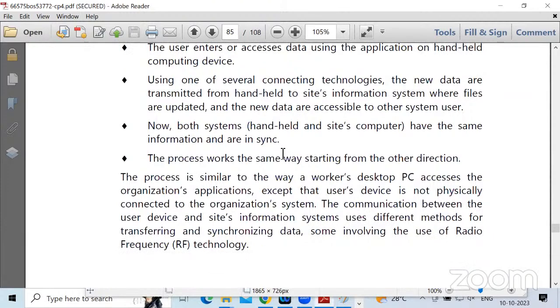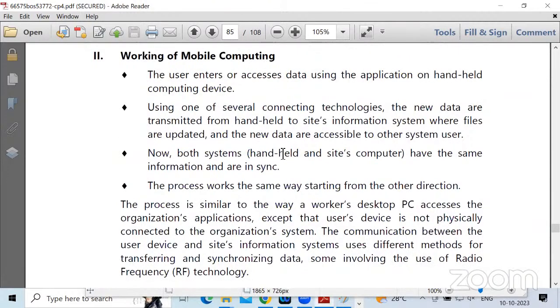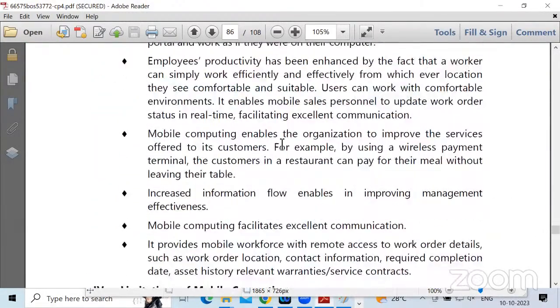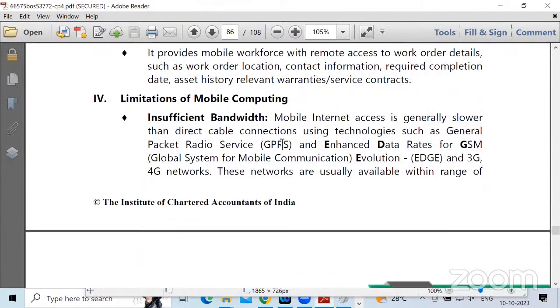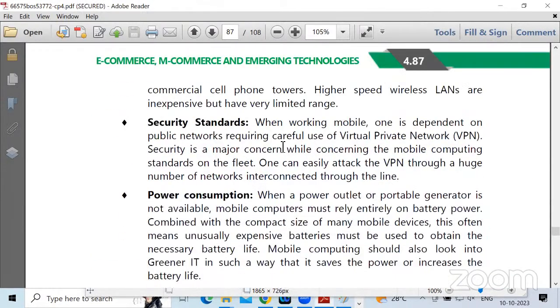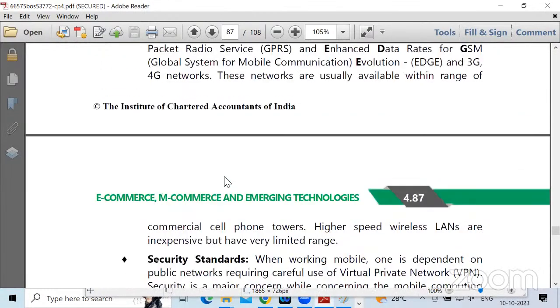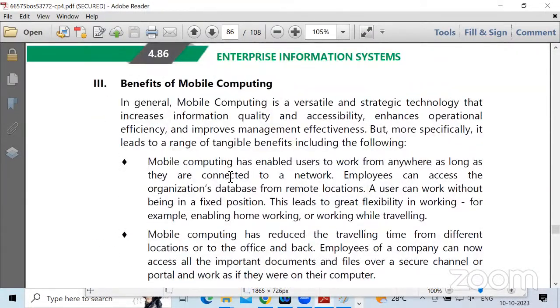Then working of mobile computing, it's very simple. You are setting your OS connected to the OS of the server. You are transmitting data, you're receiving data, you're storing data. All these things are explained here. Benefits, you go through that. Limitations also, go through that. It is very simple, but you have to definitely go through this. Don't leave it.